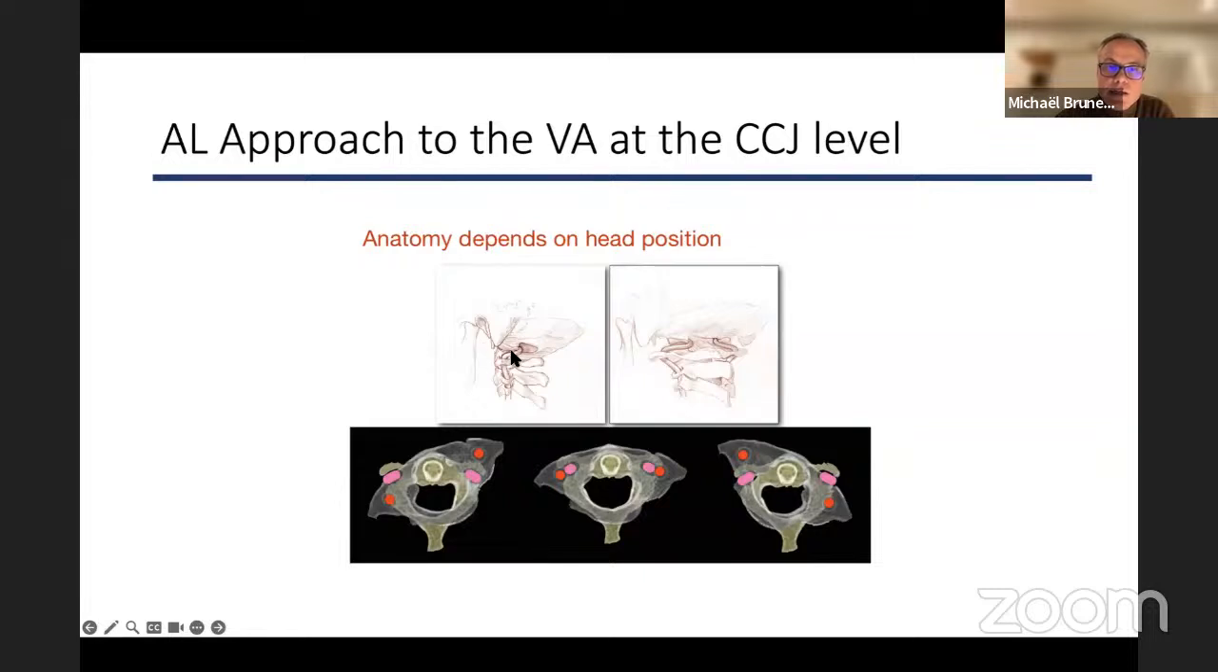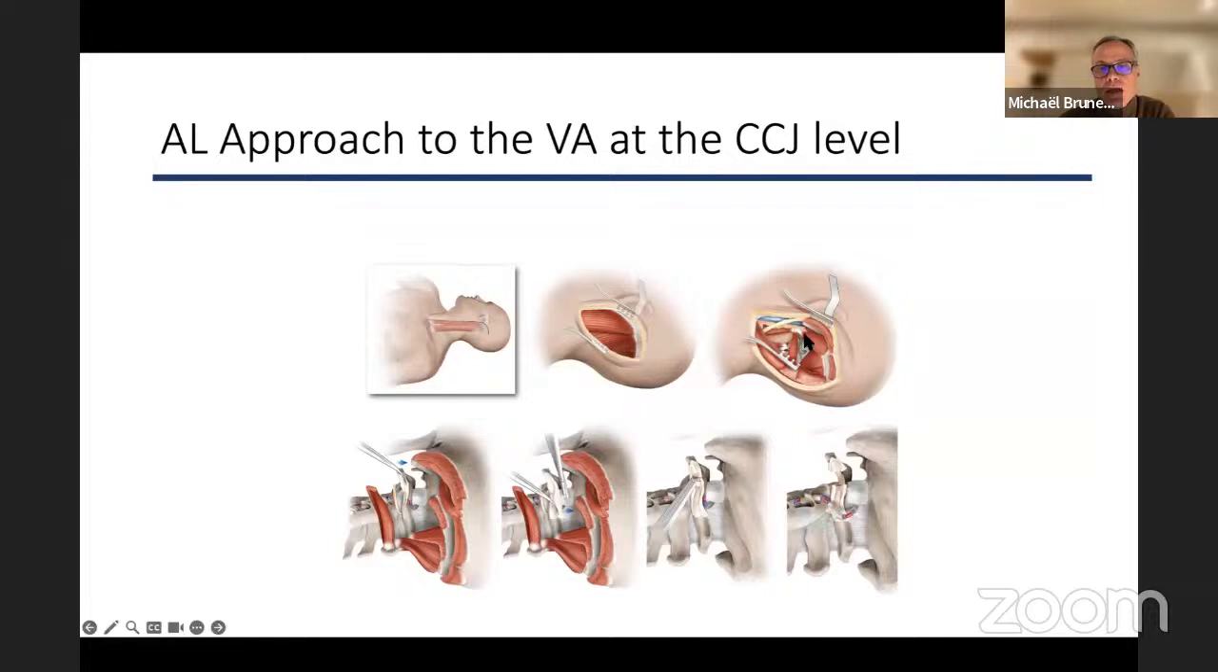In neutral position, both segments above and below the C1 transverse foramen are perpendicular, but when the head is turned, both segments become more and more parallel. This is truly important because all anatomical relations are changing at this level depending on the head position. And depending on the region that you have to reach, you have to turn more or less the head. This is the exposure I have just detailed.